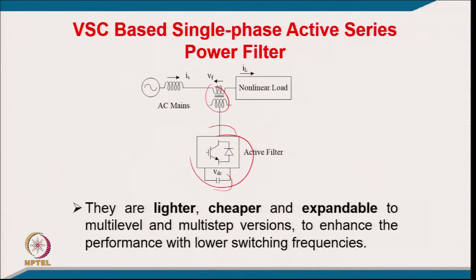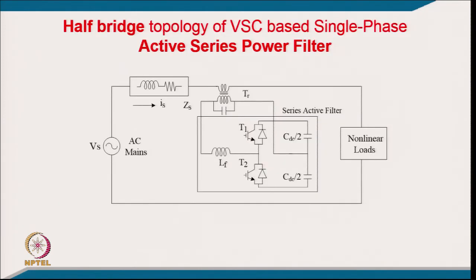So, these voltage source based series active filters are lighter, cheaper and expandable to multi-level and multi-step versions to enhance the performance with lower switching frequency. And coming to the topology based classification, you can use this voltage source converter also with the half bridge, and it can also inject the voltage, but the only drawback is that these capacitors are required to be quite high value because the whole current will flow through these capacitors.